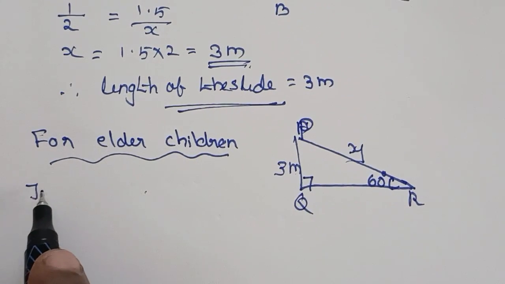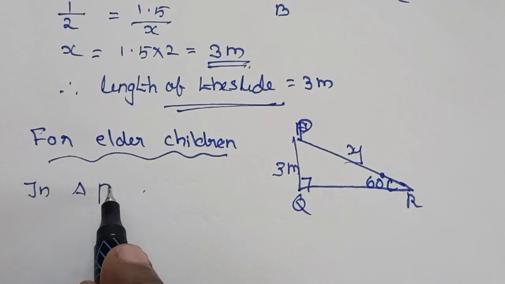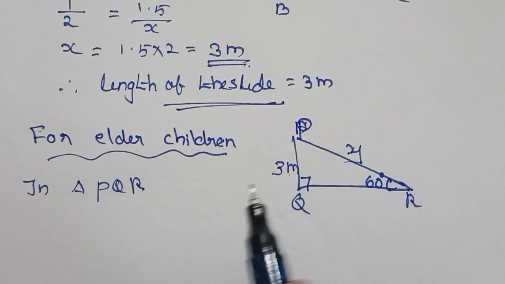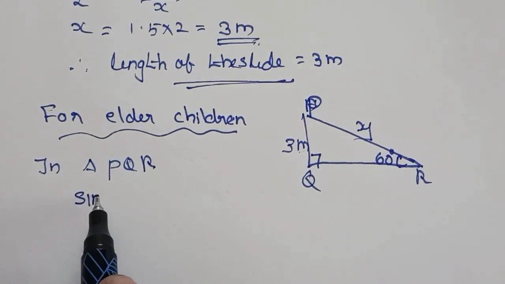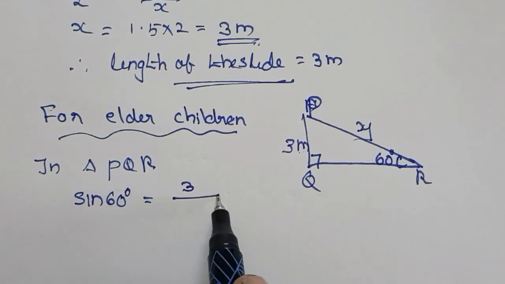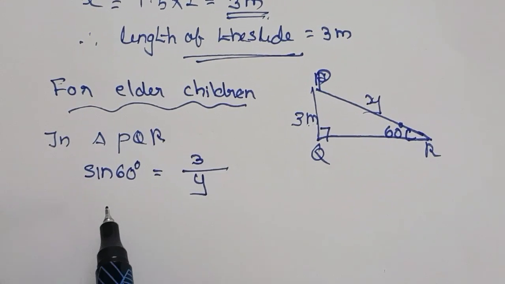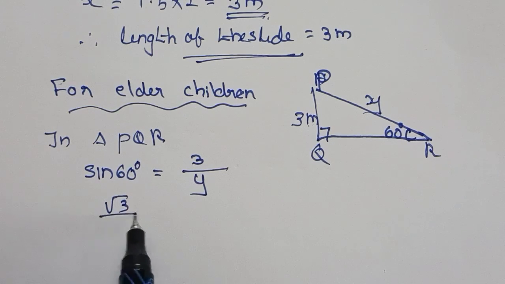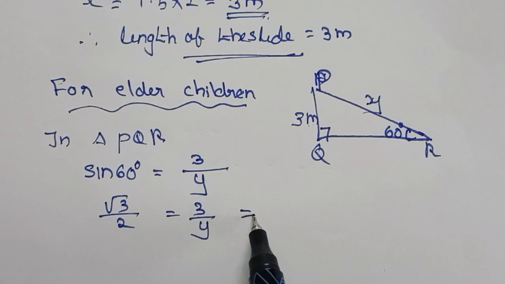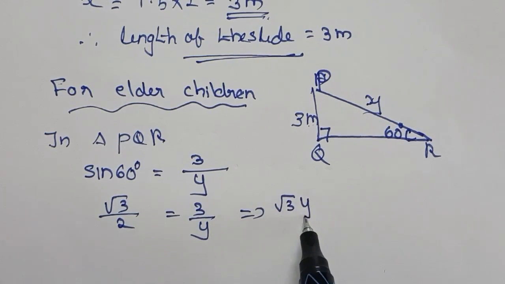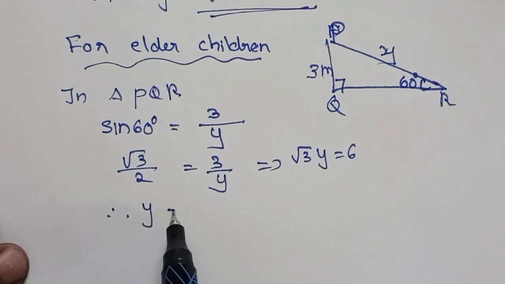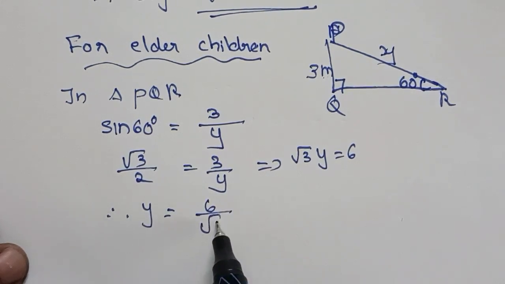In triangle PQR, we have to connect opposite and hypotenuse. So take sine. Here the angle is 60 degree. Sine 60 equal to opposite side 3 by hypotenuse y. Sine 60 equal to root 3 by 2, that is equal to 3 by y. Cross multiplying, we get root 3 y equal to 6. Therefore, y equal to 6 by root 3.